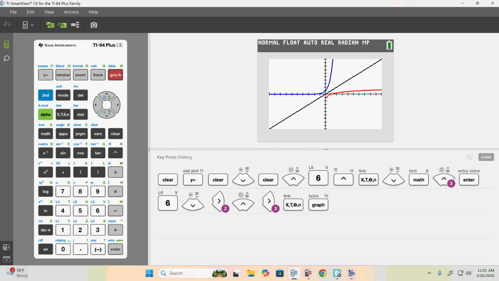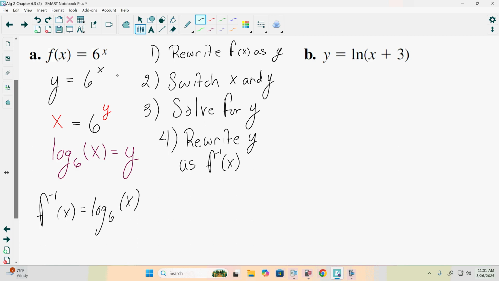This is kind of nice to know, especially on the ACT, if it asks you to determine if two functions are inverses, or find the inverse. We can graph the two functions and see which one reflects across this line. If it does, it is an inverse. If it doesn't, it's not. Questions on how we found this inverse here? We're going to do more.